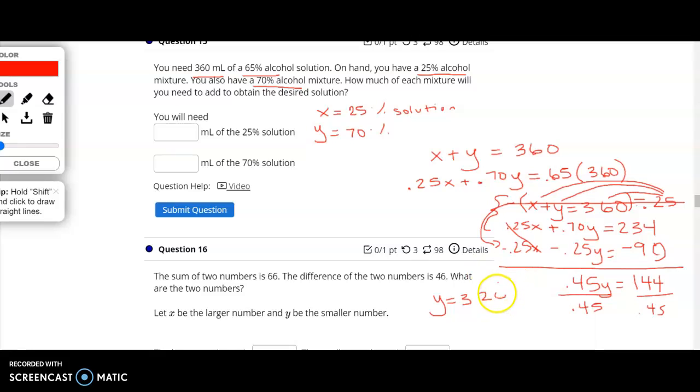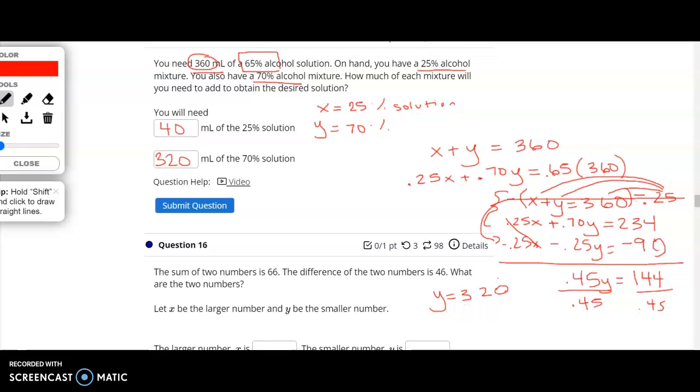Now let's just look at this. If our final solution is going to be a 65% solution, it does make sense that most of those 360 milliliters would be the 70% solution. So if it's 320 milliliters, we know they need to add up to 360, so we can see it'll be 40 milliliters of the 25% solution. Now you can plug both of these in and check, but I'll leave that to you. But it's good to make sure it makes sense with the way it lines up.